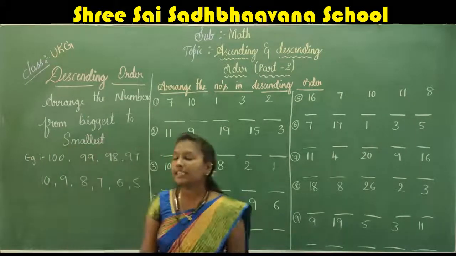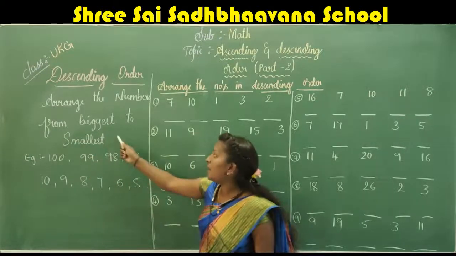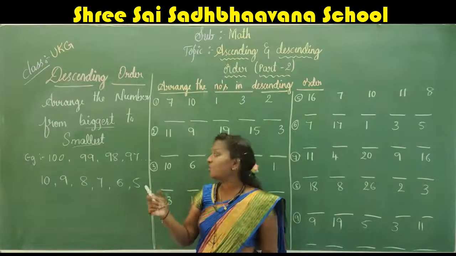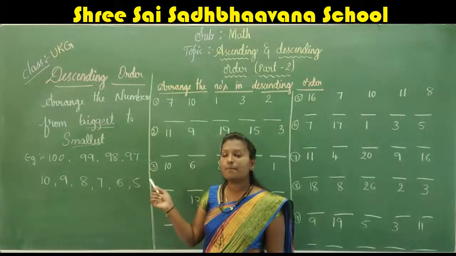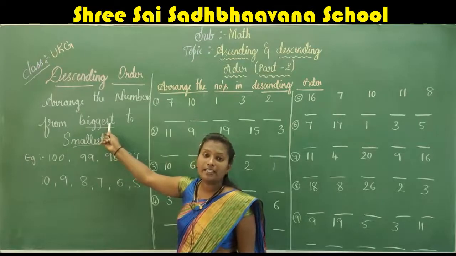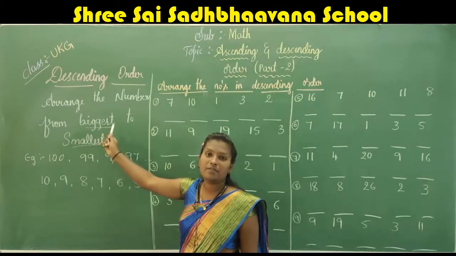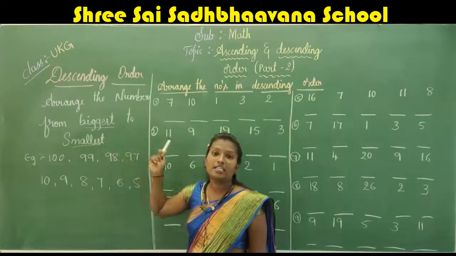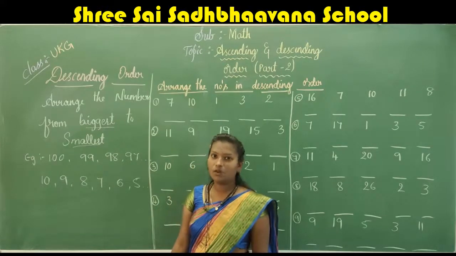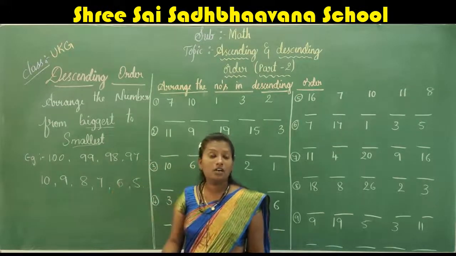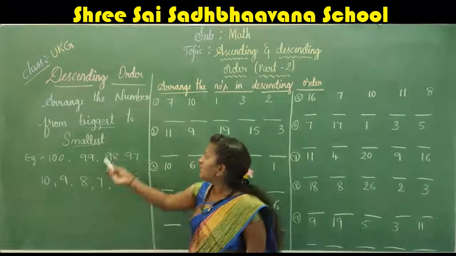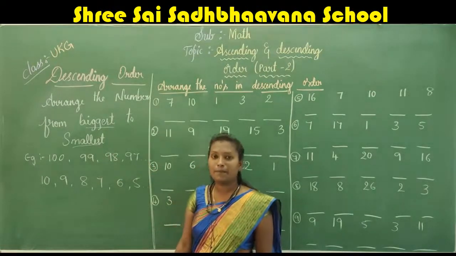Children, descending order is nothing but we have to arrange the numbers from biggest to smallest. In ascending order, we do smallest to biggest. It's the dead opposite. In descending order, the biggest number we write in the first place, and at the last place we write the smallest number. Biggest number, largest number, greater number, everything has the same meaning. Okay, biggest to smallest.